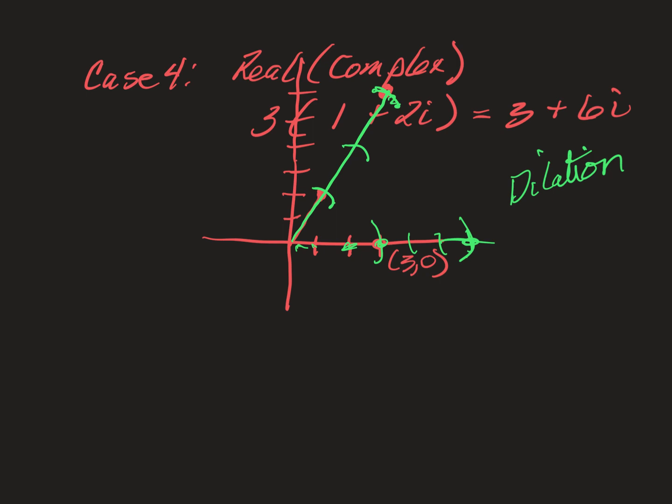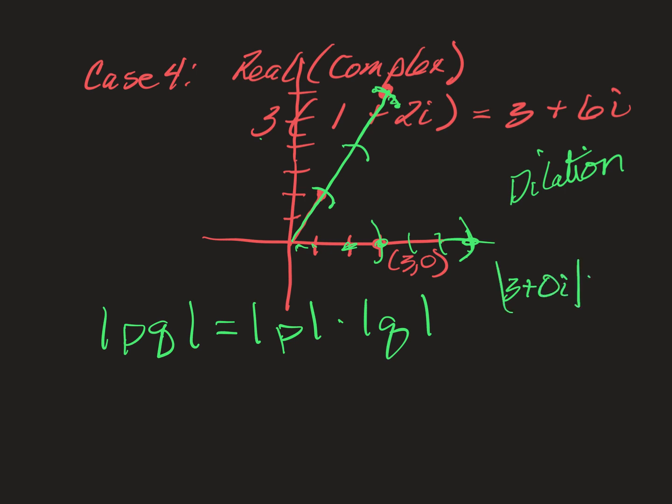And then the question becomes, gosh, does this little property still hold? So we'll do it for this one. We first want to find the modulus of p, which is 3 plus 0i. So the modulus of that is equal to the square root of 3 squared plus 0 squared, or just 3. And then the modulus of 1 plus 2i, the complex number, is the square root of 1 squared plus 2 squared, which is 1 plus 4, or the square root of 5.